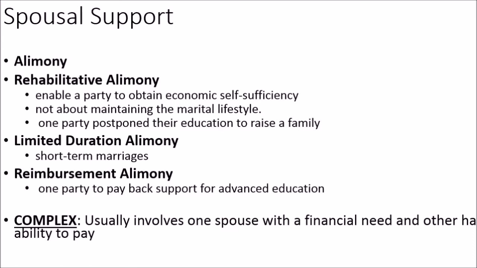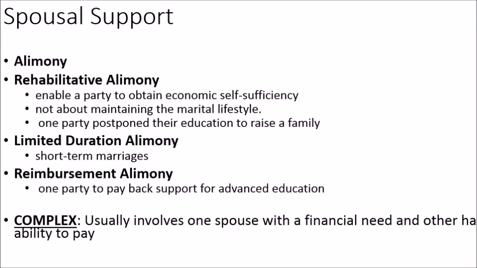However, sometimes there are marriages of short duration, and the court might order what's called rehabilitative alimony or limited duration alimony. Perhaps the parties are young, they've been married for generally less than 10 years, and the court will, in the case of rehabilitative alimony, order an amount to the less economically advantaged spouse in order to allow them to obtain what they call economic self-sufficiency. And so the alimony is paid for a specific amount of time until they can get a job, get skills that are necessary for that job, maybe go to school, maybe increase their ability to earn money. And it's not about maintaining the marital lifestyle.